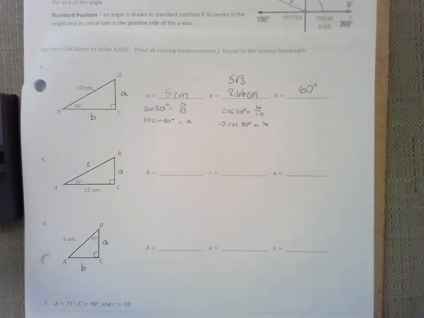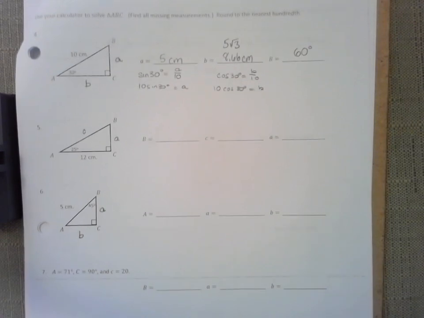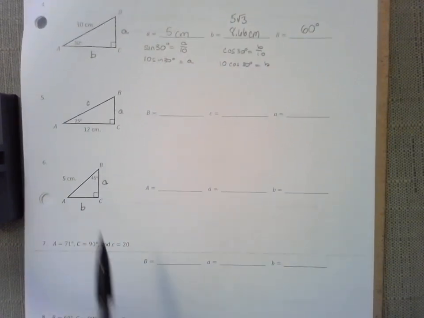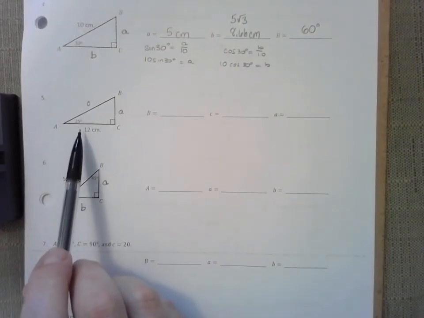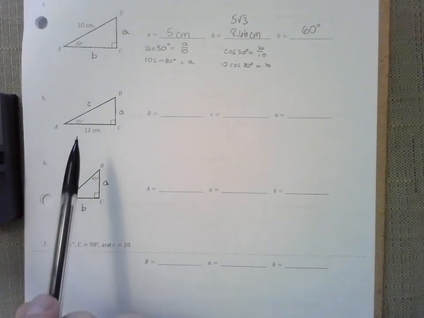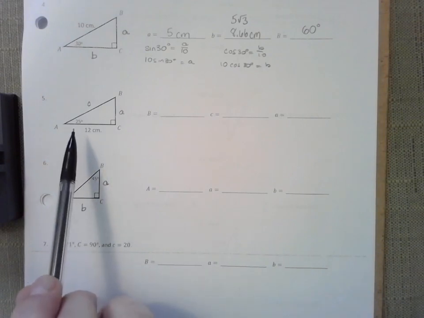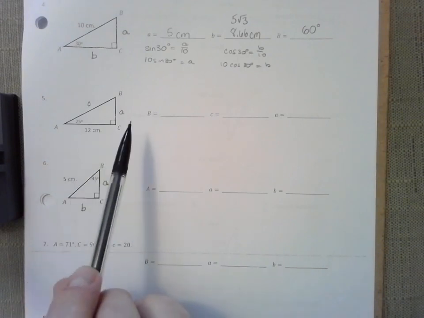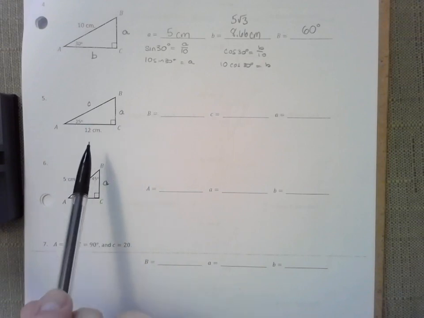I'm going to move on to exercise 5 and then maybe skip to number 7. Now 25 degrees does not make this a special right triangle. What we have given is an angle and an adjacent side, and we're missing the opposite and the hypotenuse. So we want to take advantage of knowing an adjacent side.